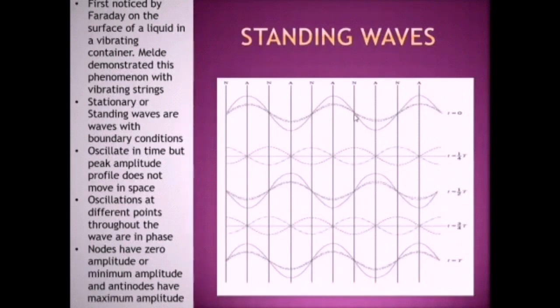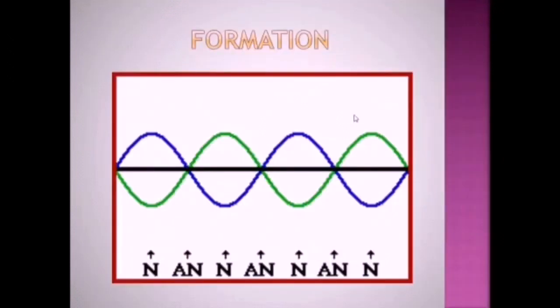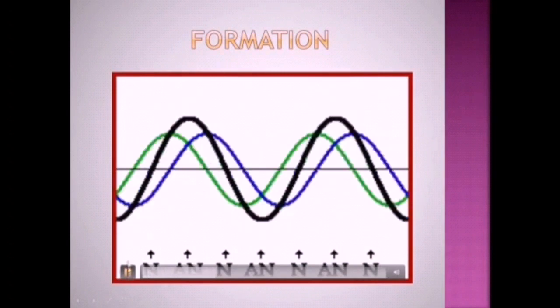Also, the speed of the progressive wave is v, which can be found by the equation v equals f lambda, where f is the frequency of the waves. And it can be noted that in the case of these stationary or standing waves, wave velocity is 0 as the wave does not travel and does not transfer energy. Now see how these stationary waves are formed.